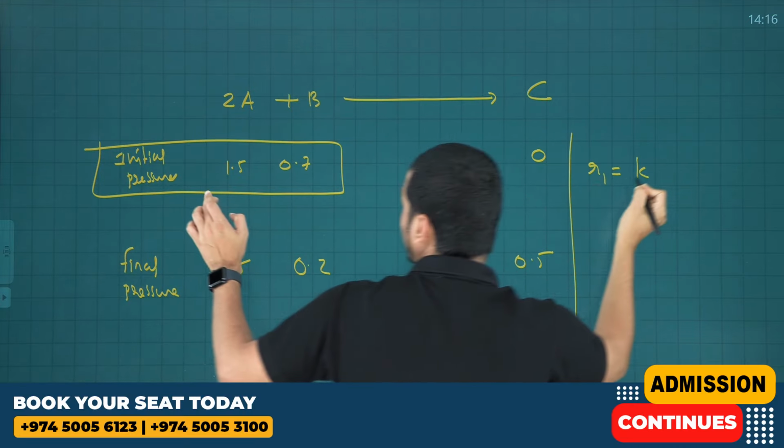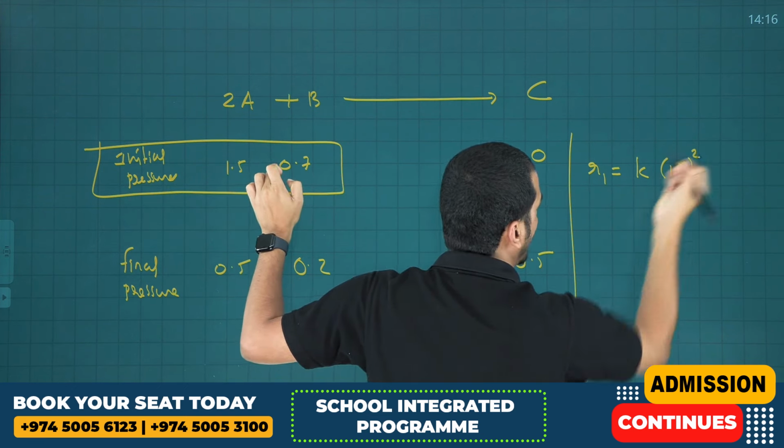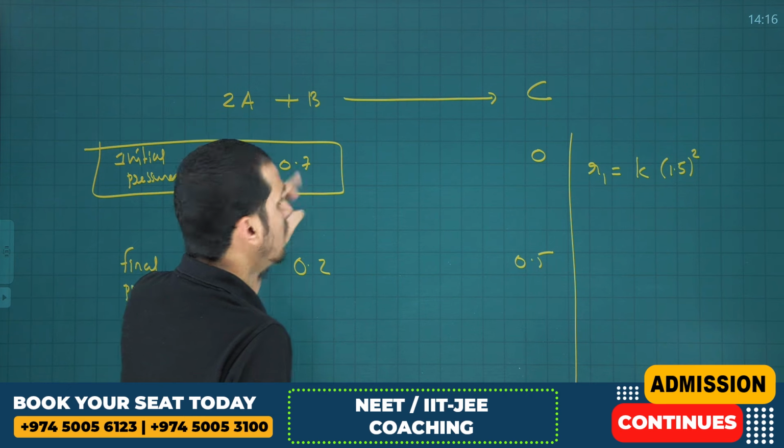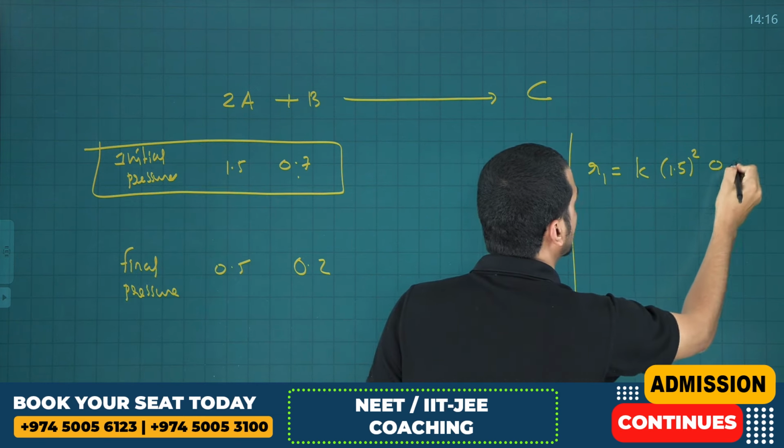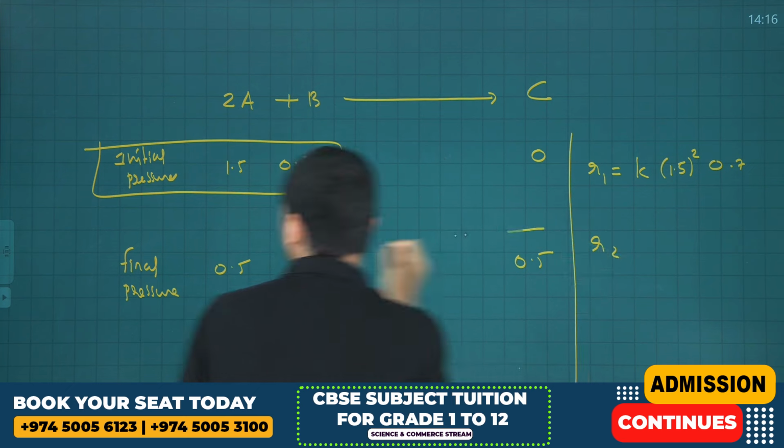That's equal to K into partial pressure of A, that is 1.5 all square, into partial pressure of B, 0.7. Like that I can write. Then rate 2, this condition I can consider.